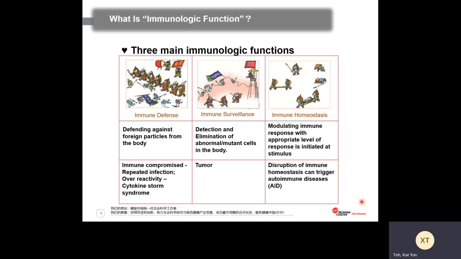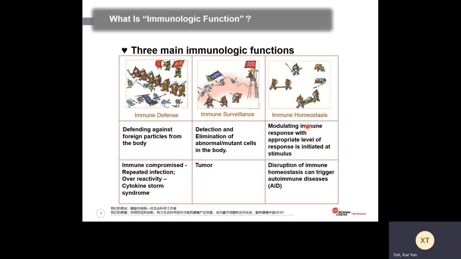First of all, we need to understand the role of our immune system. There are three main immunologic functions of our immune system. Immune defense, which involves defending the body against foreign particles or pathogens. Immune surveillance, to detect and eliminate abnormal or mutated cells. And immune homeostasis, which modulates immune responses, toggling between tolerance and overreactivity, ensuring that an appropriate level of response is being initiated at the stimuli.